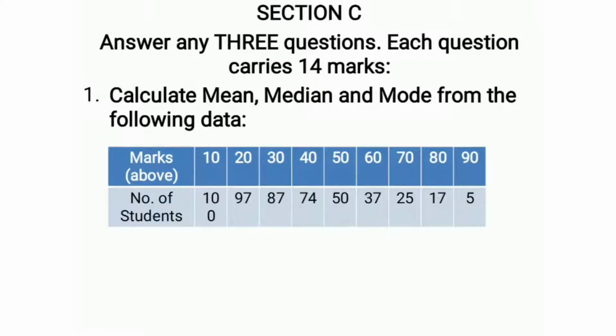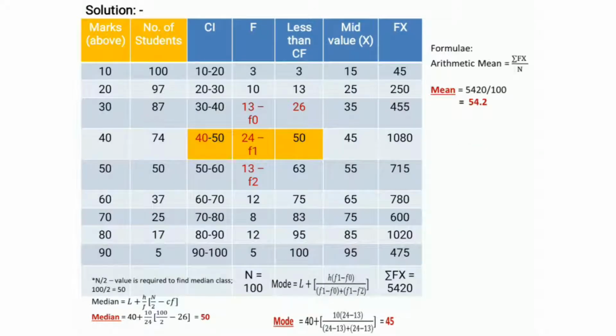Section C consists of 5 questions, out of which a student needs to answer 3 questions. Each question carries 14 marks. The first question states like this: calculate mean, median and mode from the following data. So there is the table given. So the solution table.